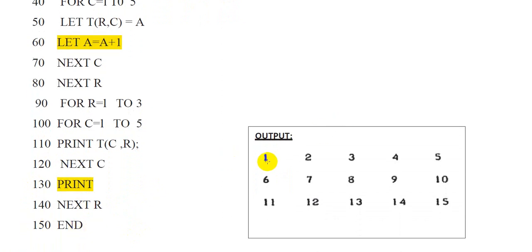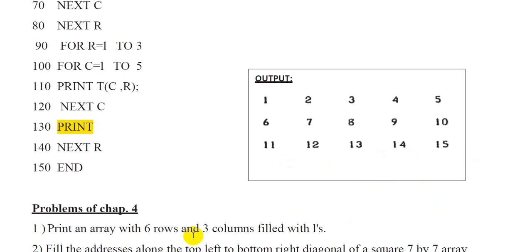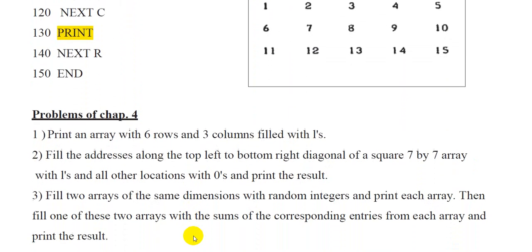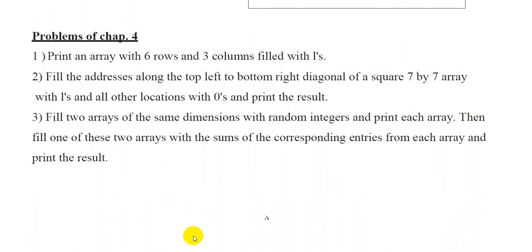The output box will be in the following form: 1, 2, 3, 4, 5, and 6, 7, 8, 9, 10, 11, 12, 13, 14, 15, for the entire given example, as you can see from here.